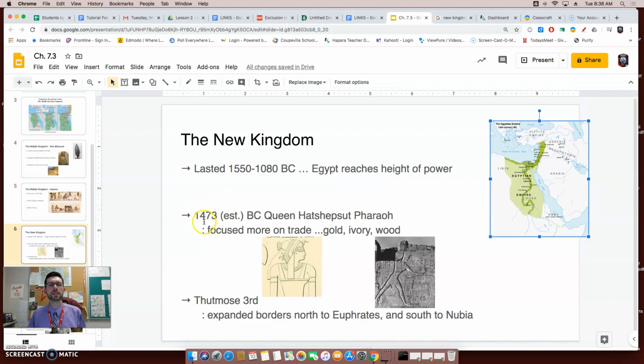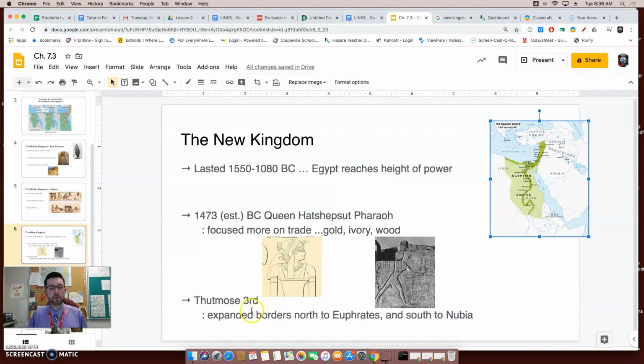Well, in about 1473, we had one of the few queen or female pharaohs of ancient Egypt, Hatshepsut. Now her focus was more on trade, gold, ivory, wood, and not as much about the actual conquest that some of the male pharaohs had.